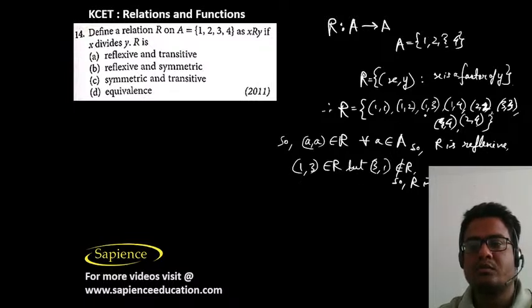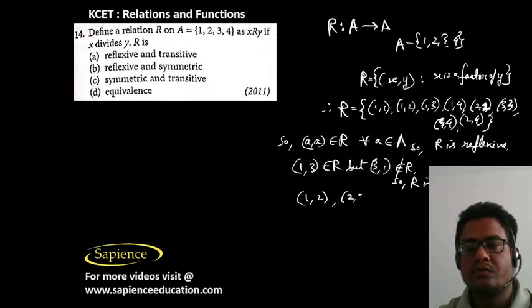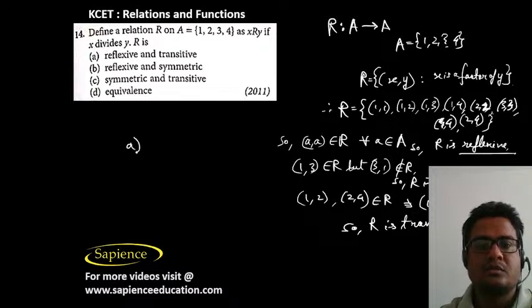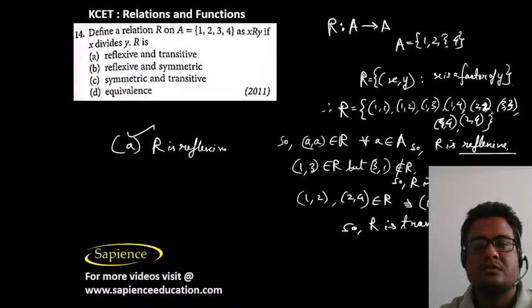But here (1,2) is there, and (2,4) also belongs to the relation R. This implies (1,4) also belongs to the relation R. So R is transitive. It means that the relation R is reflexive and transitive. Option A is the correct answer: relation R is reflexive and transitive.